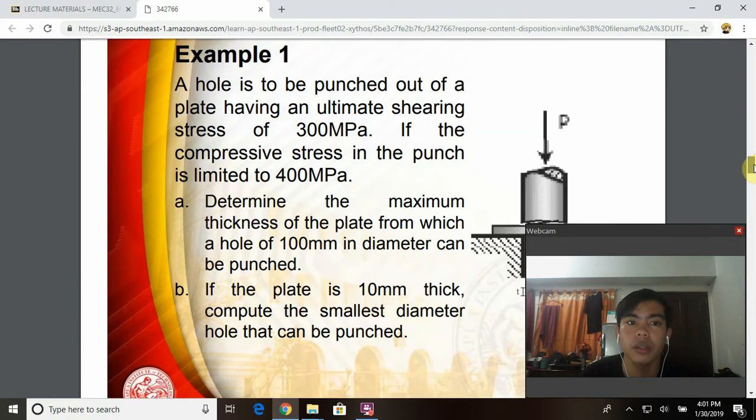Example number 1: a hole is to be punched out of a plate having an ultimate shearing stress of 300 megapascals. If the compressive stress in the punch is limited to 400 megapascals, A. Determine the maximum thickness of the plate from which a hole of 100 mm in diameter can be punched. B. If the plate is 10 mm thick, compute the smallest diameter hole that can be punched.